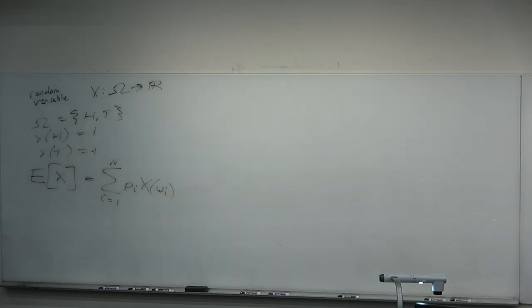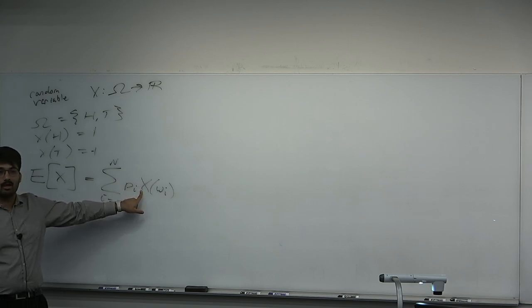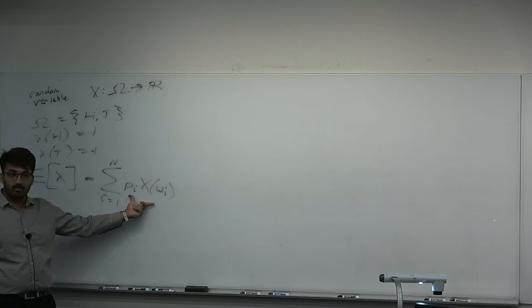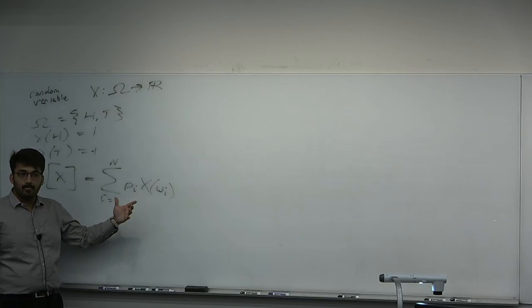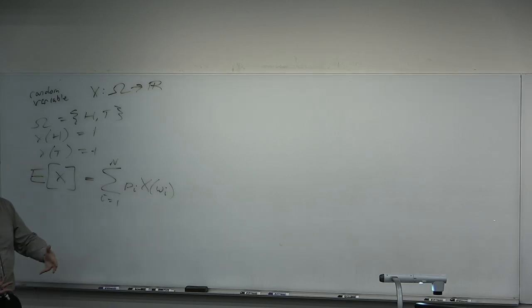So in finite probability theory, we denote it as the payoff x of outcome omega i times the probability that that outcome occurs. Again, p_i is the probability that outcome omega i occurs, and x of omega i is the money you make or lose if outcome omega i occurs. So the sum of the product of the probabilities is basically the average of your possible outcomes, weighted by the probability of those outcomes.